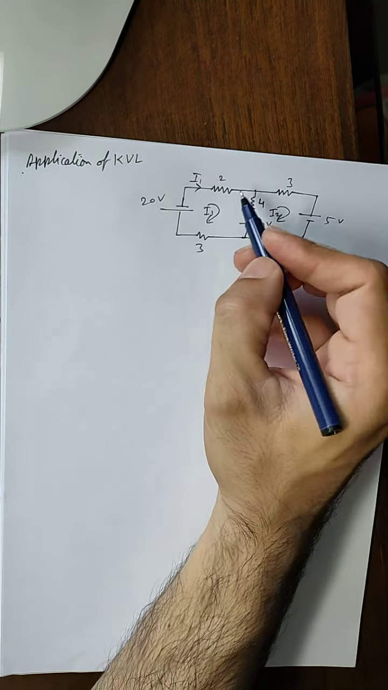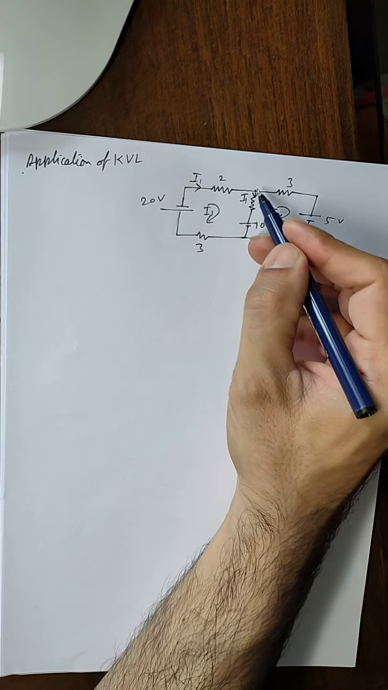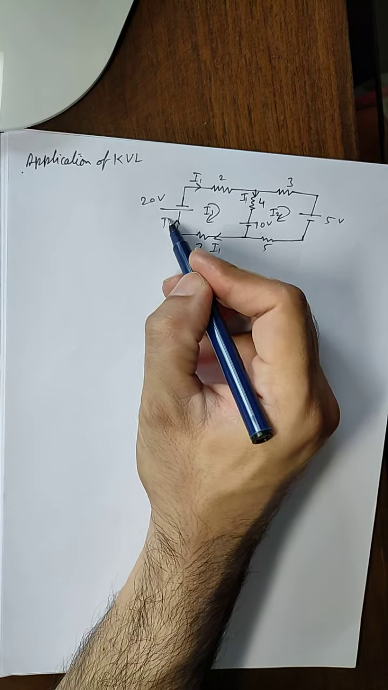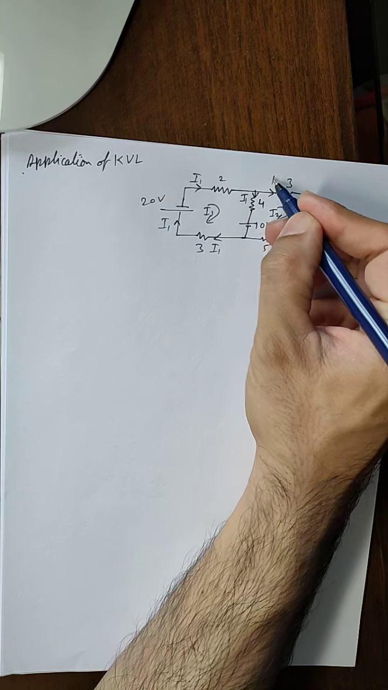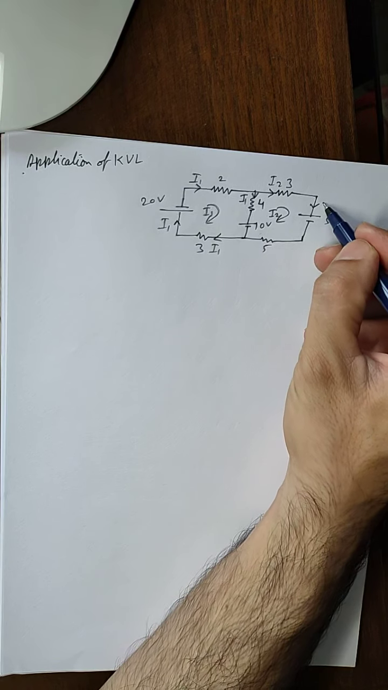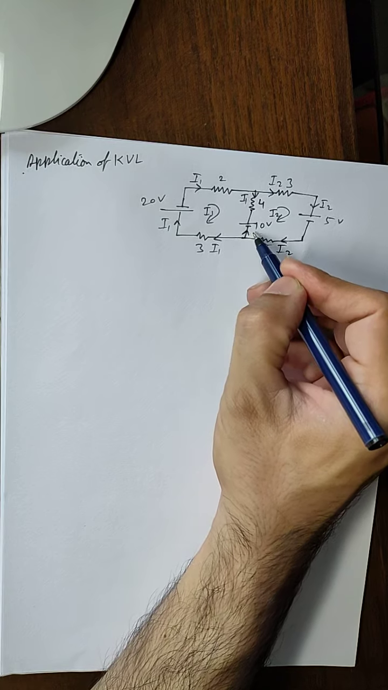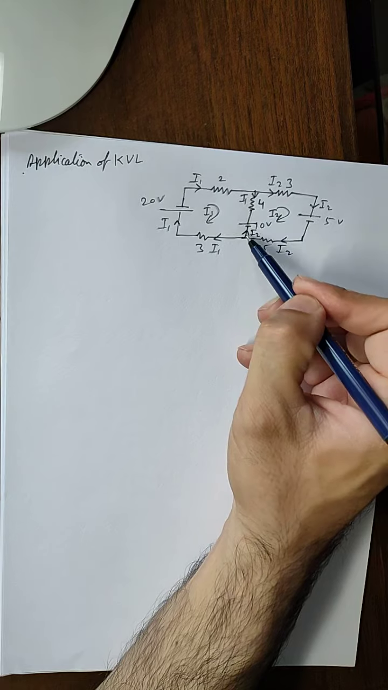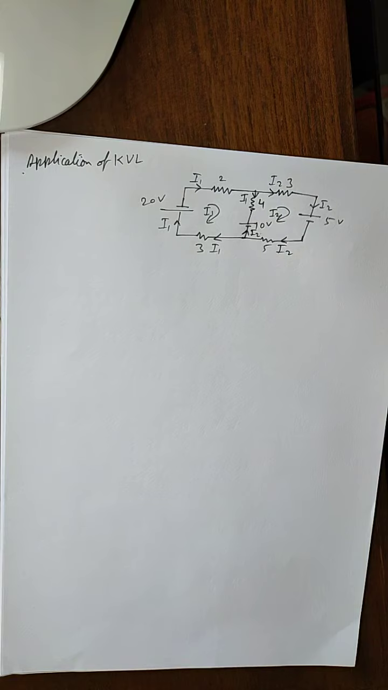It will go like this. I1 will pass through 2, then in this branch I1 will go downward, and here I1 will go this way and complete the loop. Similarly, in this loop I2 will flow in this direction, because I2 is also flowing in clockwise direction. Then in this branch I2 will go upward. So in the middle branch there are two currents, I1 going downward and I2 going upward. We have to make sure we notice this during the formation of equations.